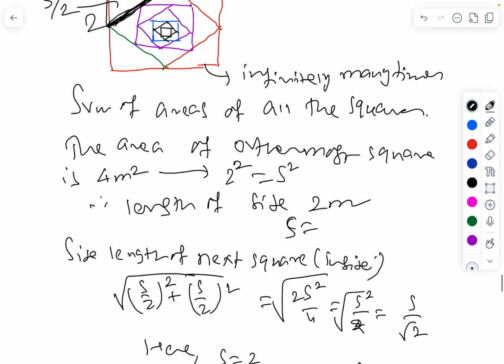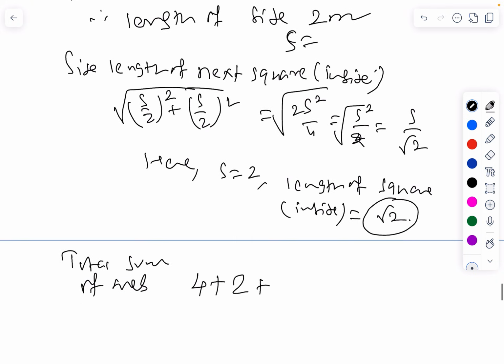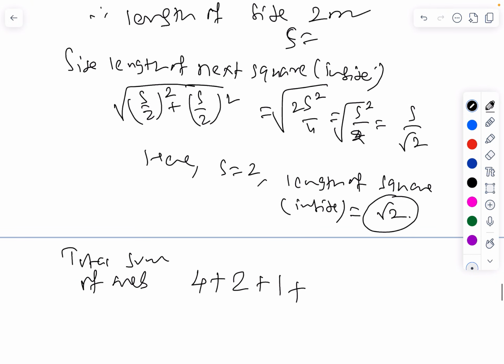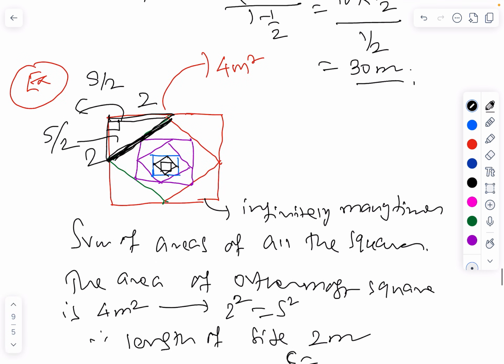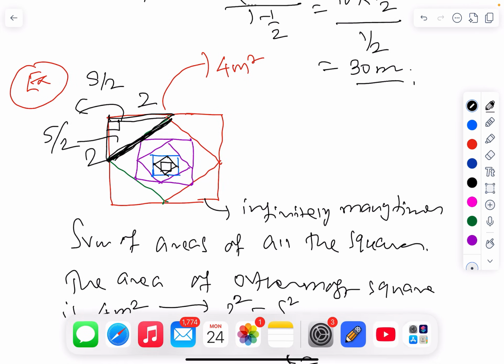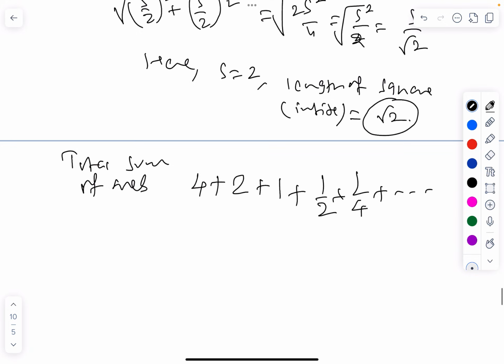Inside, again you get half of that, so that area is 1. Again inside you get half of that area, that is 1 by 2. Still you get half of the area, that is 1 by 4. The area becomes half each time. So now you get the sum.